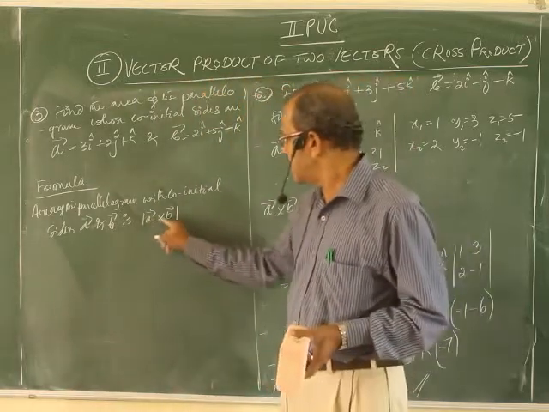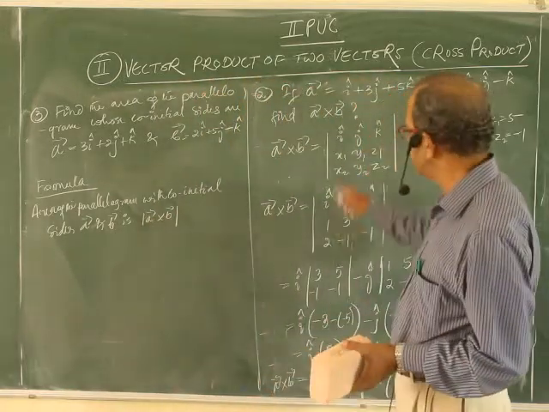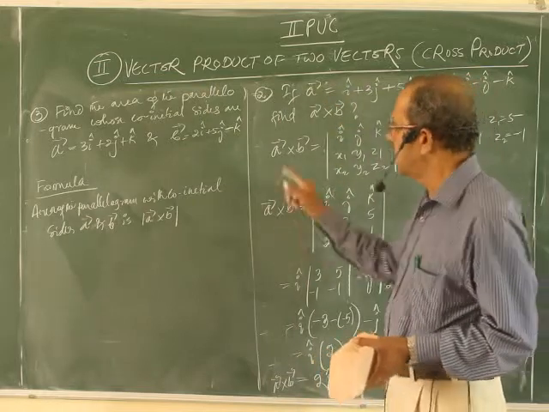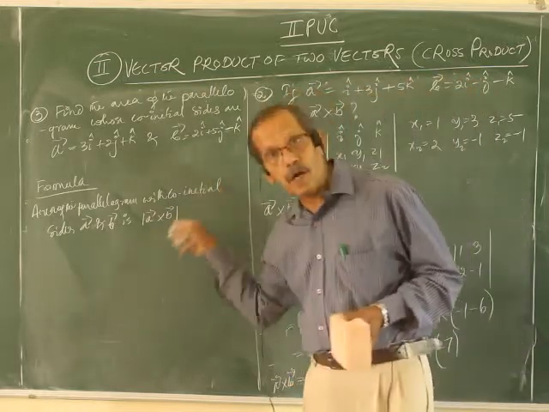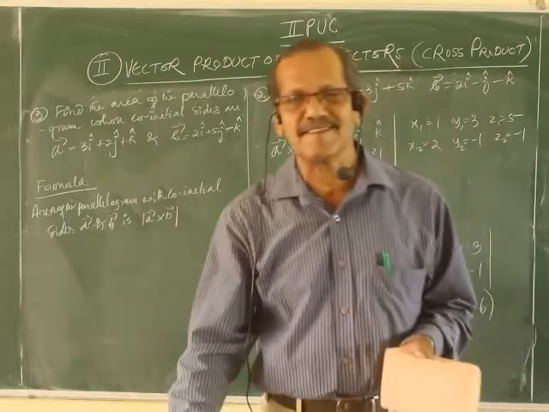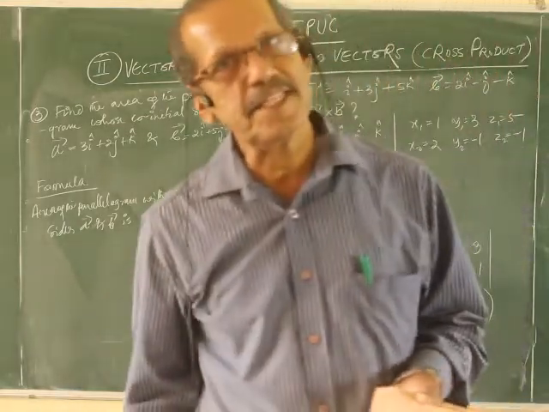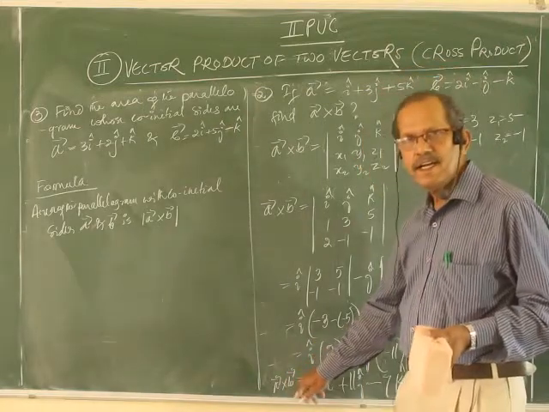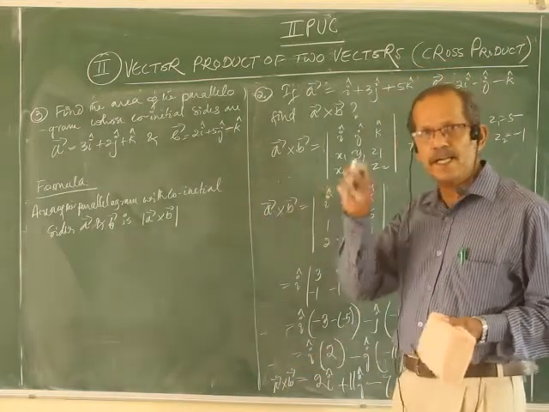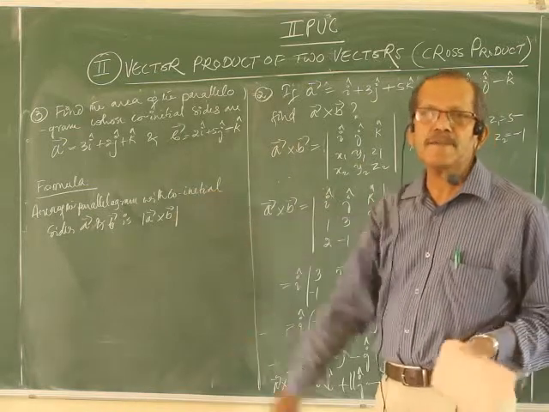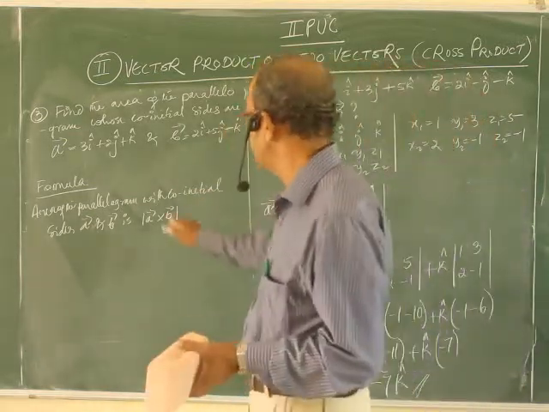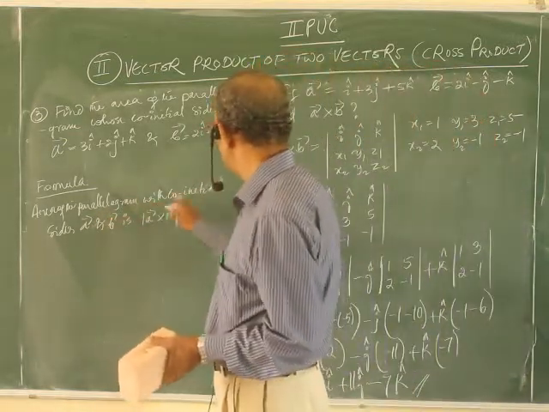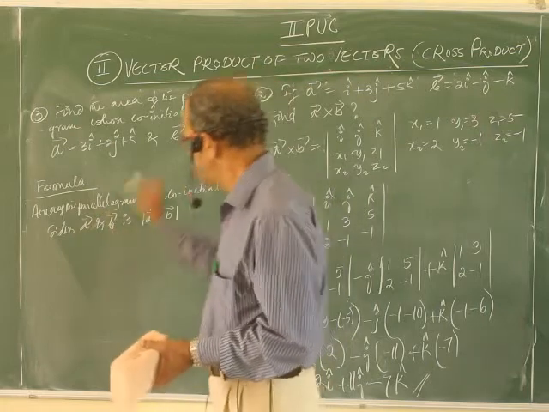If you find A cross B, that is just similar to the previous one. Now the extra work is to find the modulus of that. It is the area, nothing else. Finding A cross B is the same thing. Only take the modulus of the answer. If you take the modulus, it is a number, which is nothing but the area of the parallelogram.